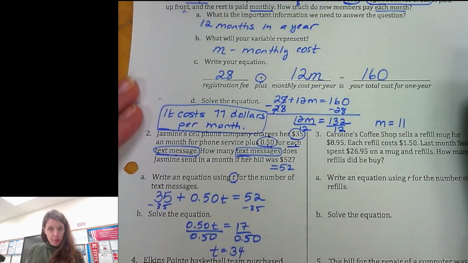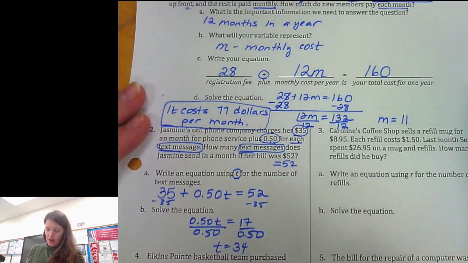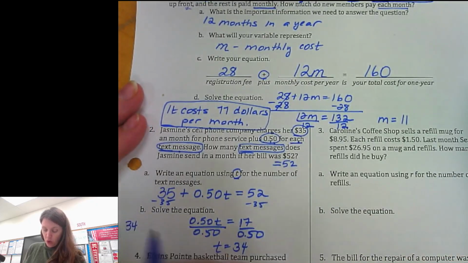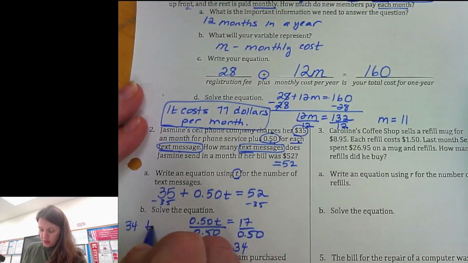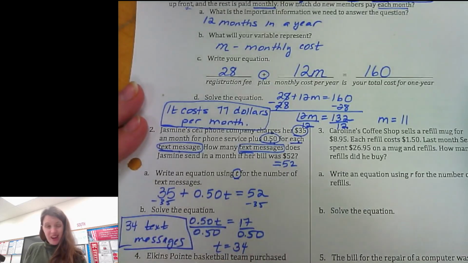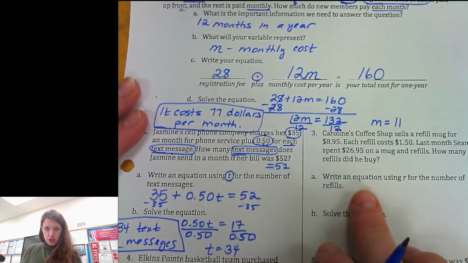The T again represents the text messages, don't forget that, okay? So I have 34 what? 34 text messages. So one of the good things about using a letter like T is that it helps you remember what you're talking about, all right? All right, let's do number 3, which is over on this side.